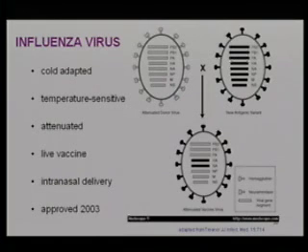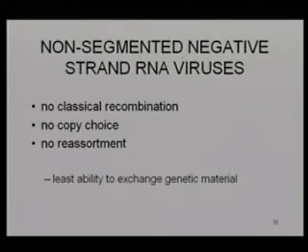So, reassortment vaccines. 5 years ago I used to have to say this is a good idea. Now we have 2 of them on the market. Okay, so for the non-segmented negative strand viruses, there's no classical recombination. There's no copy choice. There's no reassortment because they got single non-segmented genomes. And so the non-segmented RNA viruses undergo the least amount of exchange of genetic material.